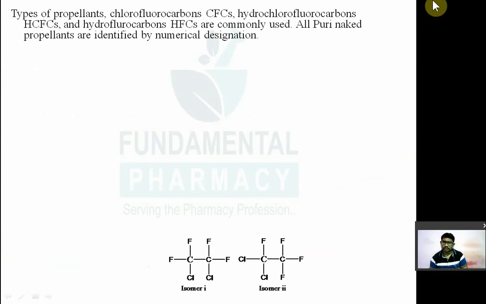These are nothing but the chlorofluorocarbons, that is known as CFCs. Then hydrochlorofluorocarbons, HCFCs, and hydrofluorocarbons, known as HFCs. These are the types of propellants that are commonly used.